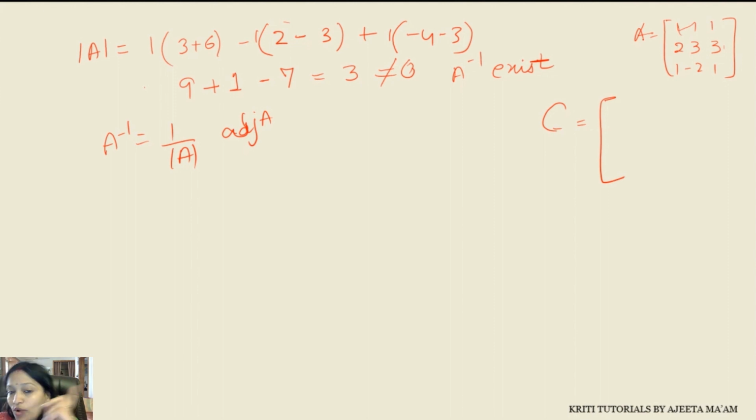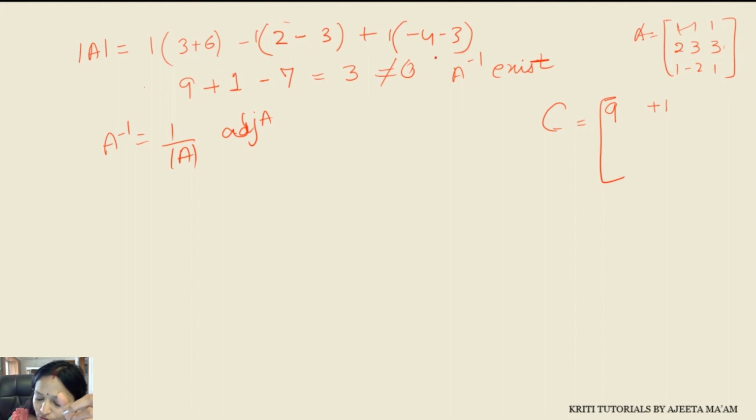Otherwise, you have to. Okay? Error नहीं होना चाहिए. Okay, so I'm doing it directly. Now what is cofactor for the first one? Already we have found it. So it will be 3 plus 6, 9. The other one will be plus 1 because alternate positive negative will go for cofactors.